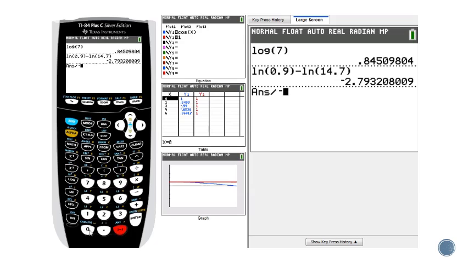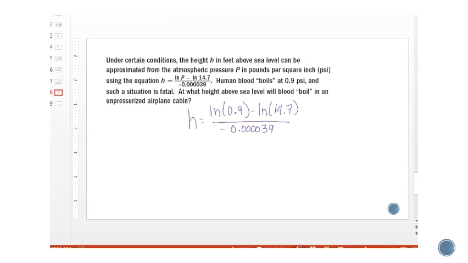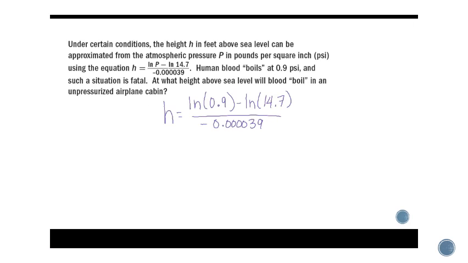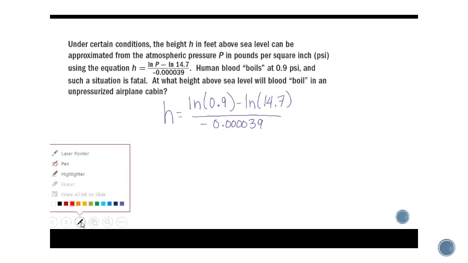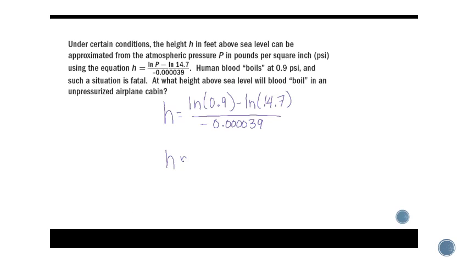So we had negative 0.000039. So that's going to give us approximately 71,621 feet above sea level would be the height where our blood would boil in an unpressurized cabin. So from our calculators, we know that h is approximately 71,621 feet above sea level.